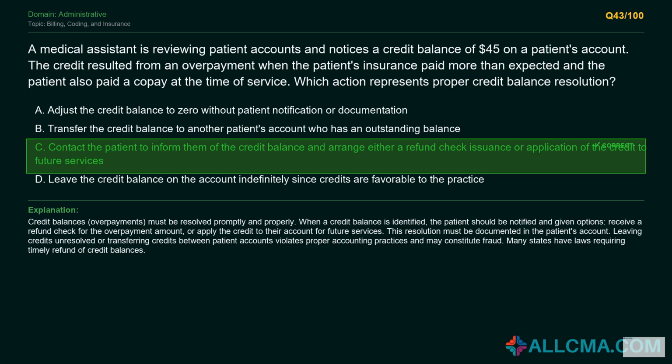The correct answer is C. Credit balances, overpayments, must be resolved promptly and properly. When a credit balance is identified, the patient should be notified and given options: receive a refund check for the overpayment amount, or apply the credit to their account for future services. This resolution must be documented in the patient's account. Leaving credits unresolved or transferring credits between patient accounts violates proper accounting practices and may constitute fraud. Many states have laws requiring timely refund of credit balances.